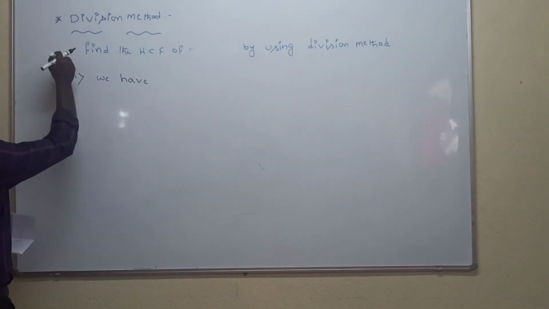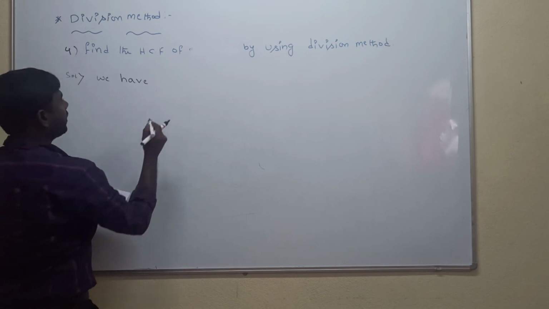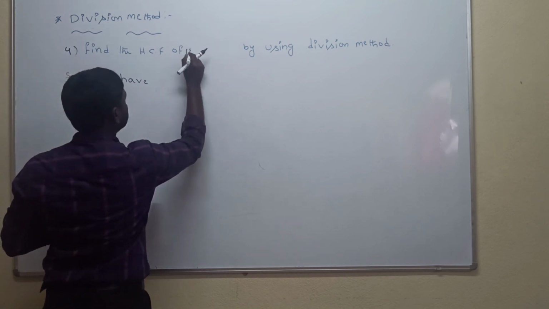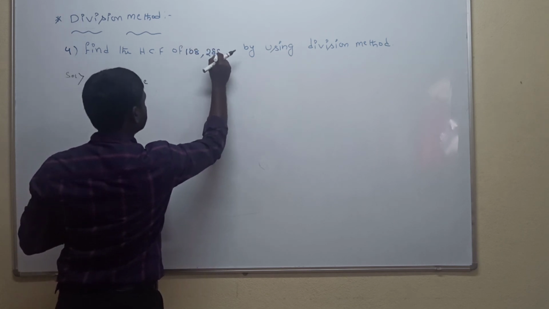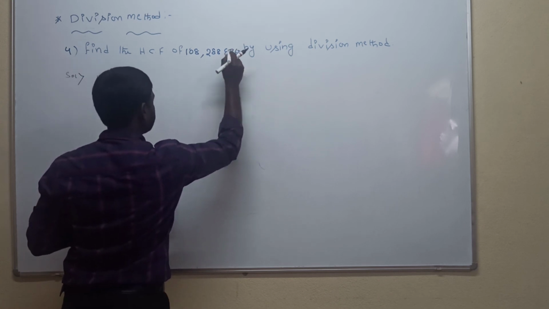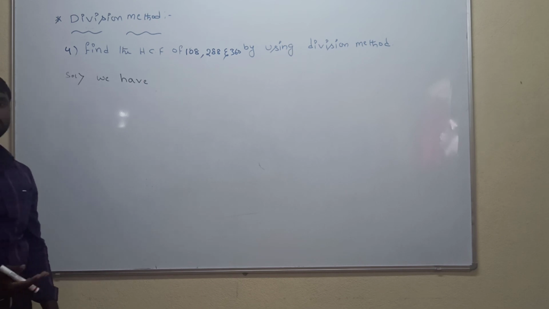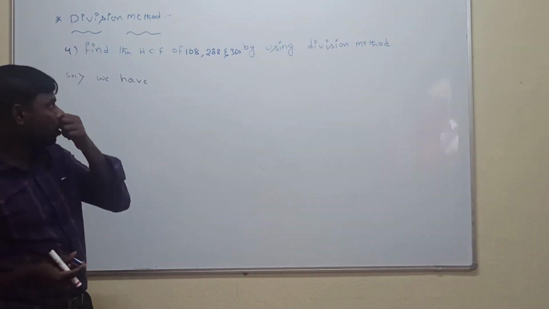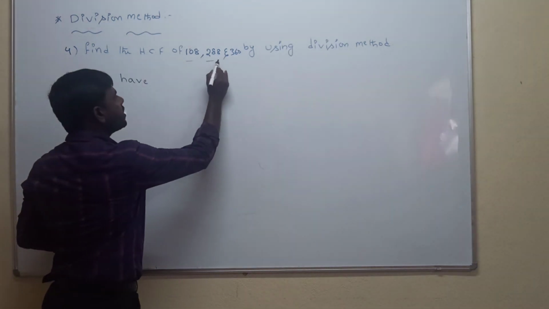The fourth question. 108, 288, and 360. So how to solve this question? Before, the given question had only 2 numbers, but here how many numbers are given? There are 3 numbers given.